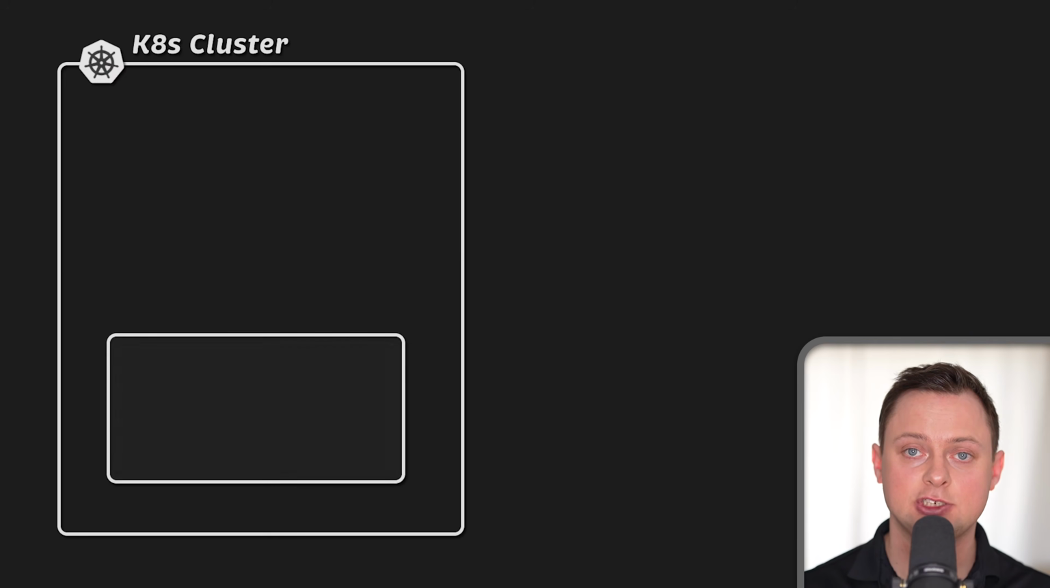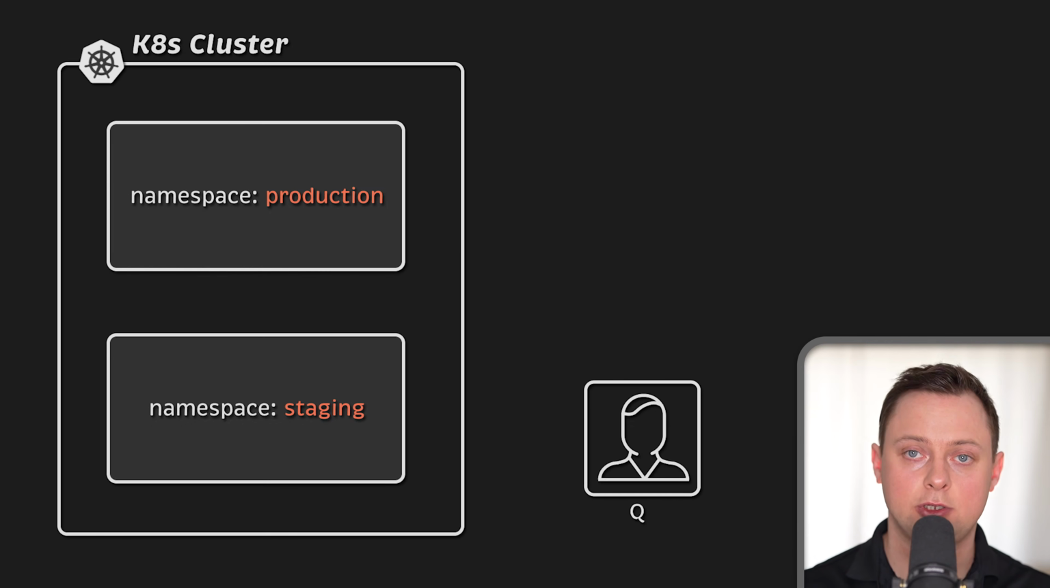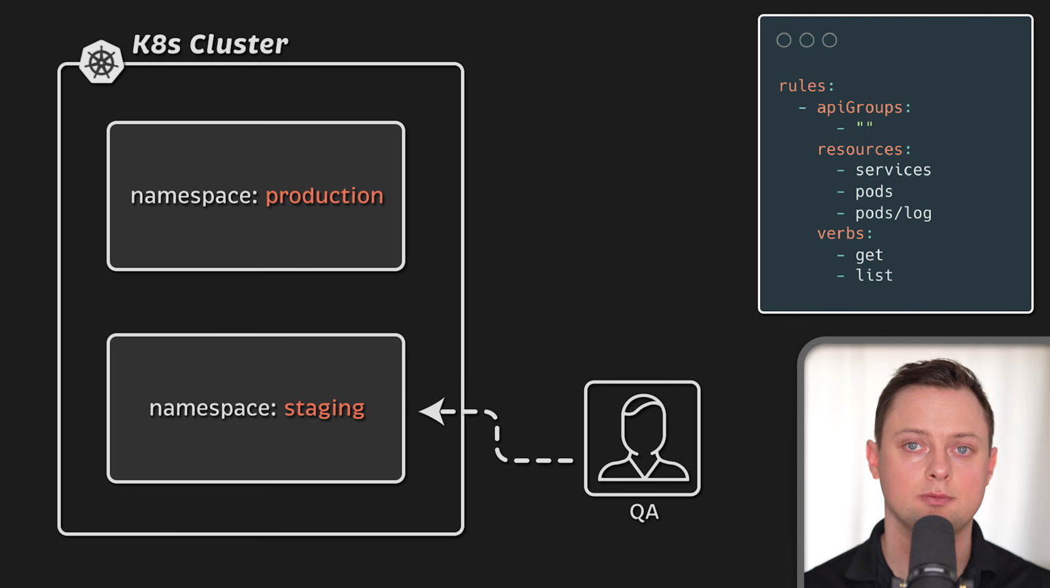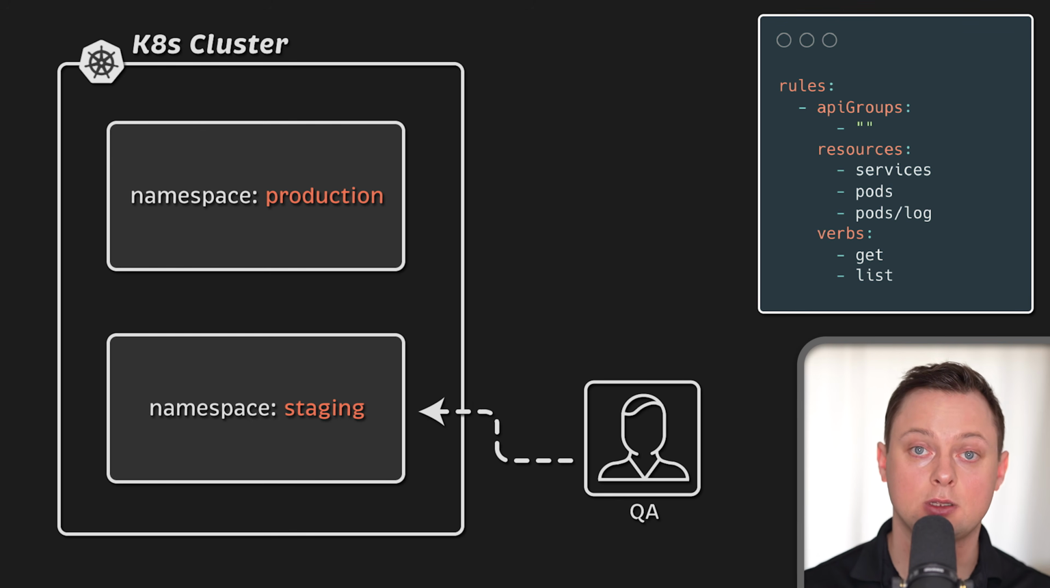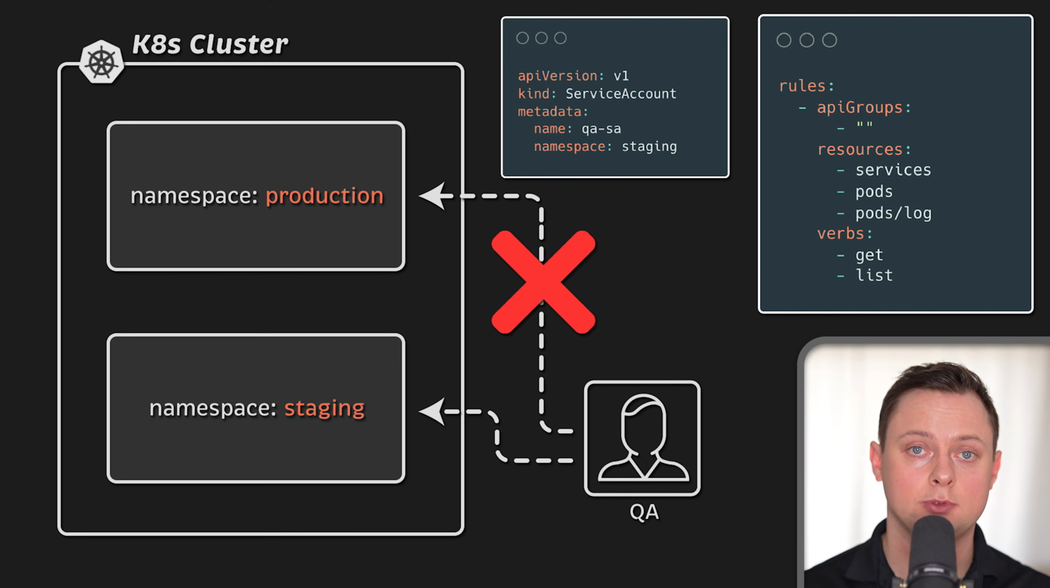Let's go over a quick exercise. Let's say you have staging and production namespaces in your Kubernetes cluster, and you want to grant the QA team only read access to the staging namespace. For example, they should be allowed to get and list pods and services as well as to get logs from those pods. By the way, all the source code is available in my GitHub repo. Now, because we use Minikube to simplify this exercise, I'll create a service account instead of a user, but the logic is exactly the same.